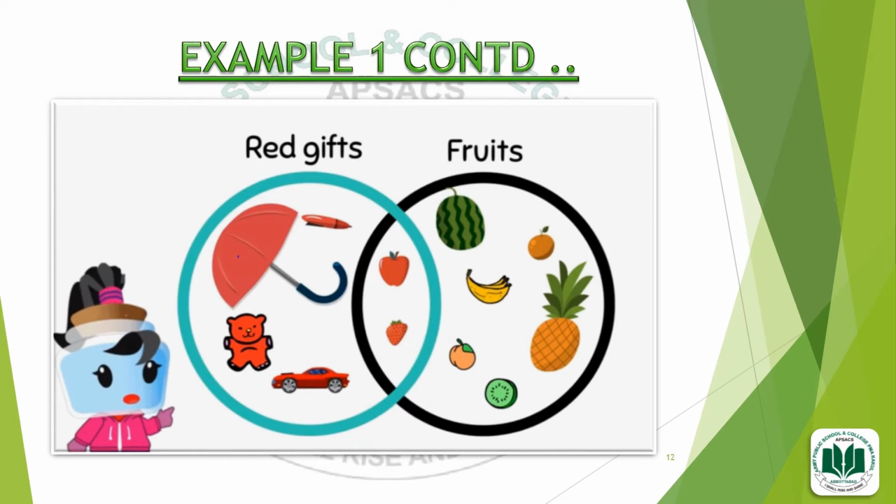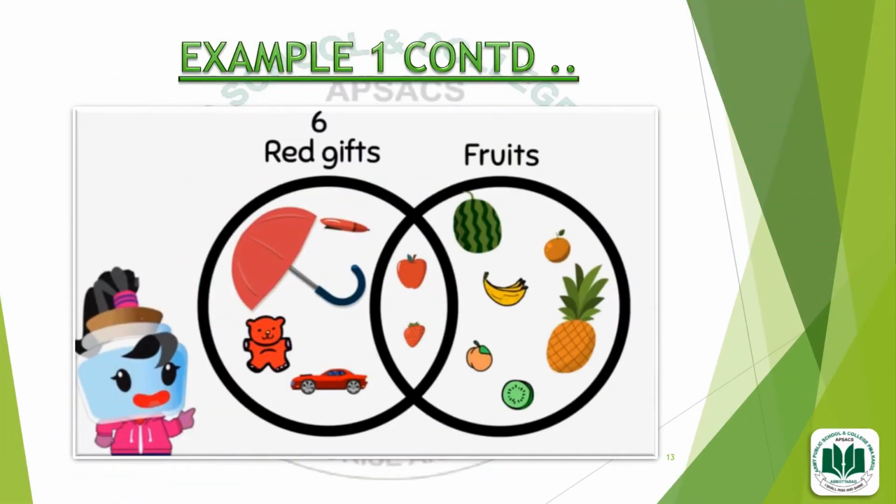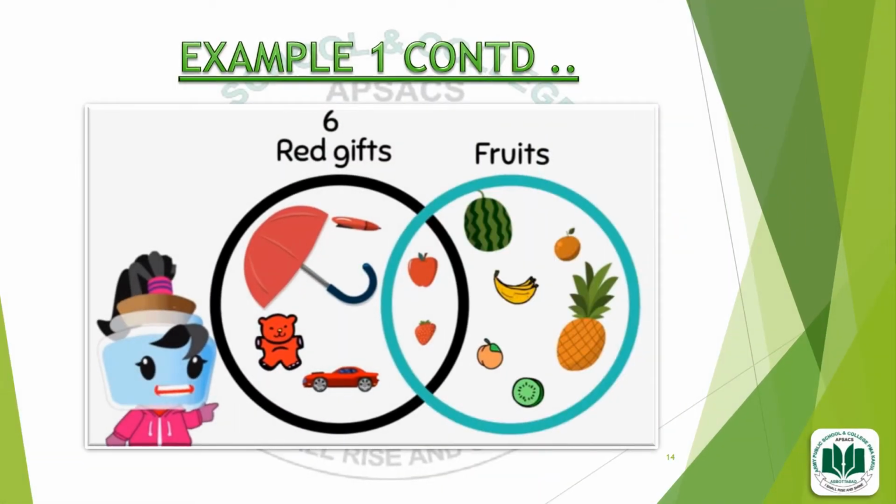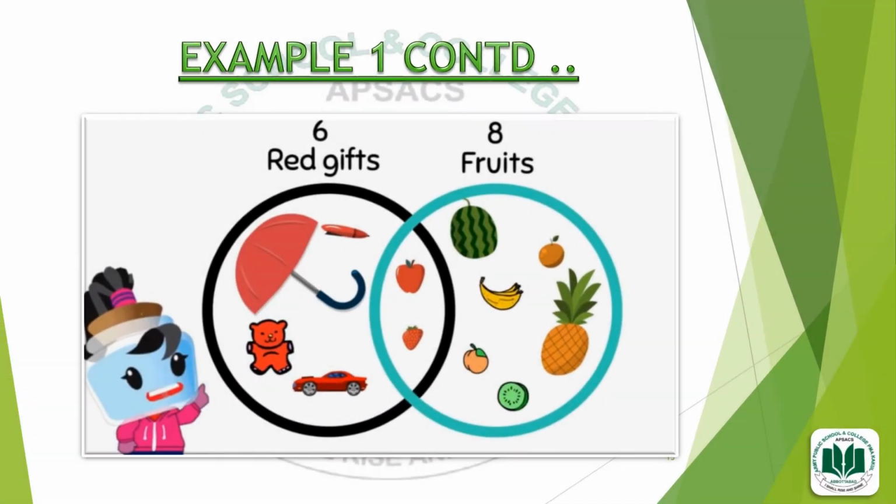How do we find out what type of items his mom bought more? Let's count. How many presents are red by counting the items inside the circle for red gifts? So 6 red gifts. Note that we had to count apple and strawberry as well since they are also red. Now let's count the fruits. 8 fruits. If we think about it, of course his mom would buy more fruits so that Ivan can eat healthy. This is the interpretation of Venn diagram.